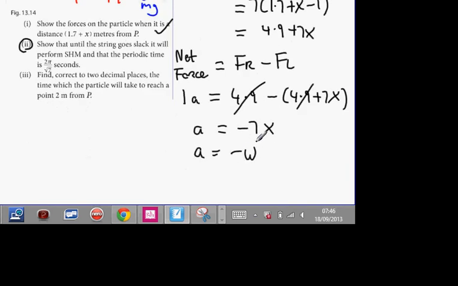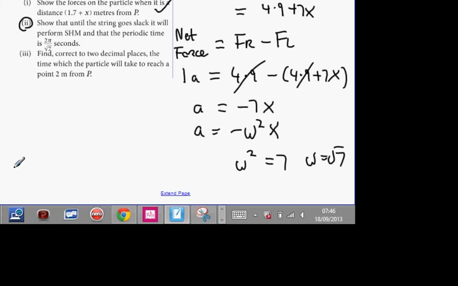It's omega squared x. Omega squared has to be equal to 7. Therefore, omega equals root 7. All we've got to do next is do our periodic time. T equals 2 pi over omega. T therefore is 2 pi over root 7. So that's our periodic time. We just have to prove from that.